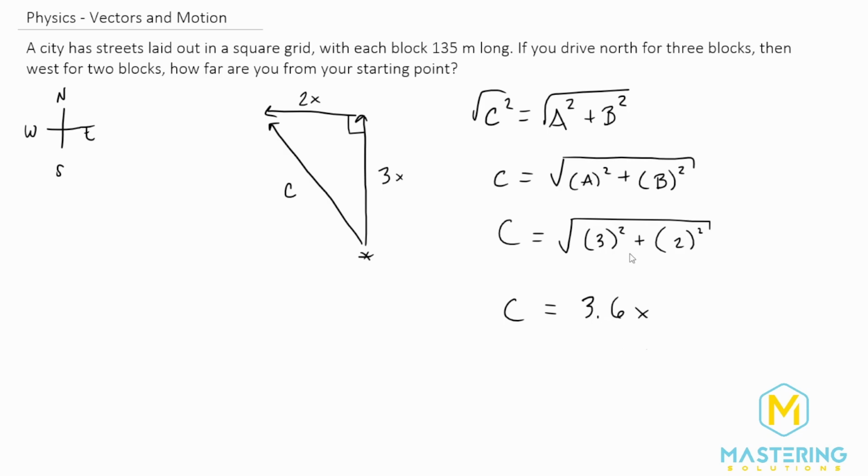And now don't get confused by the way that I did that. You could have multiplied 135 by 3, put that number here, 135 by 2, put that number here, and then plugged them into this spot. I'm just doing it this way. So now we'll take 3.6 times 135 meters, and it will give us the exact same answer.